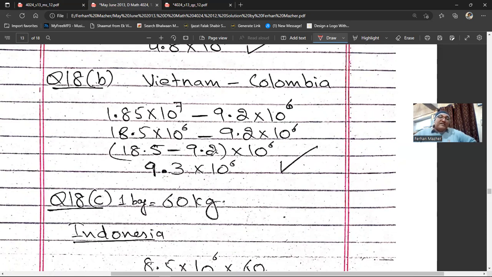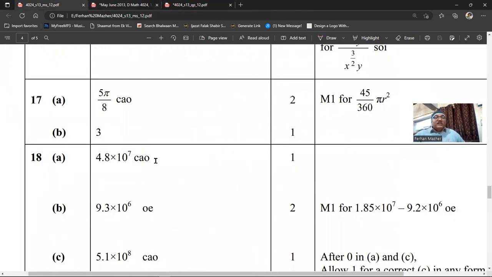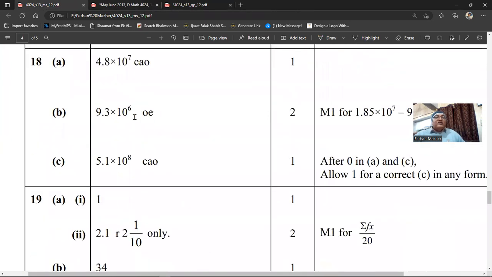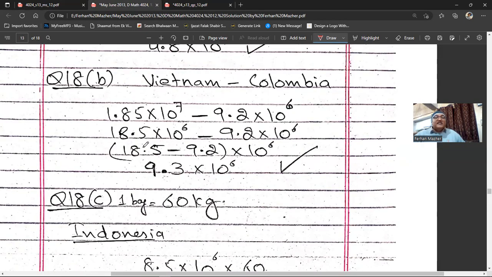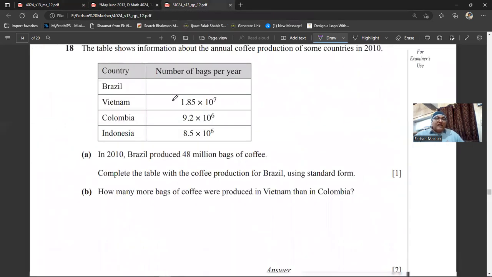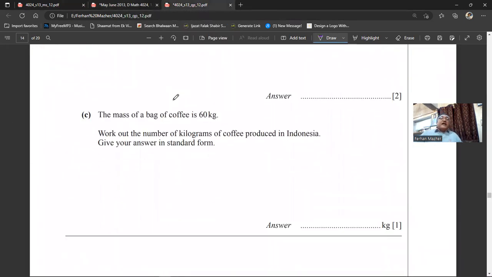So 18.5 minus 9.2, that will be 9.3 times 10 raised to the power 6. So the difference between them is 9.3 × 10^6, which is the right answer, sir. This is the solution. Question number 18, B part. Now, question number 18 and its C part.